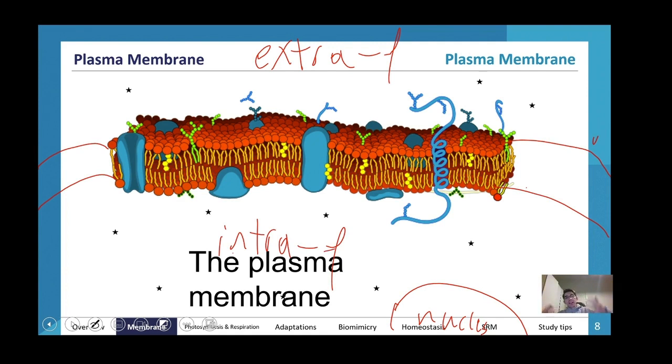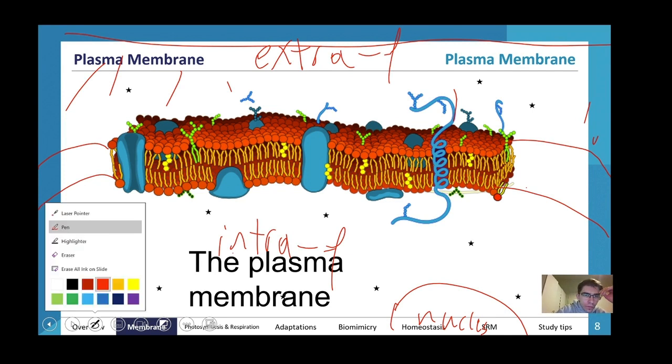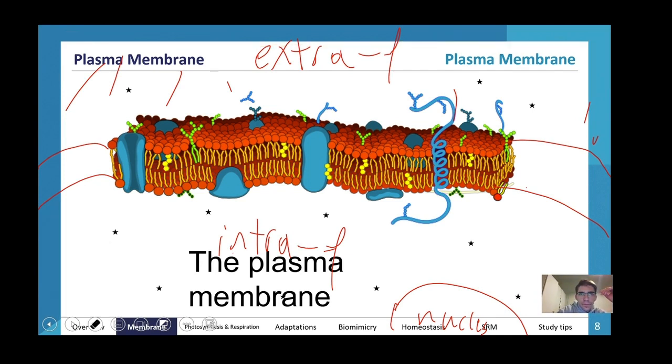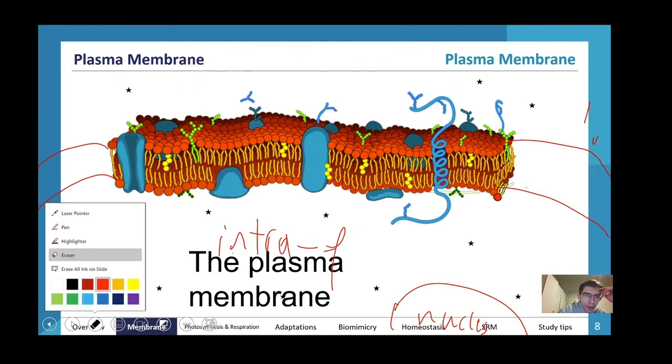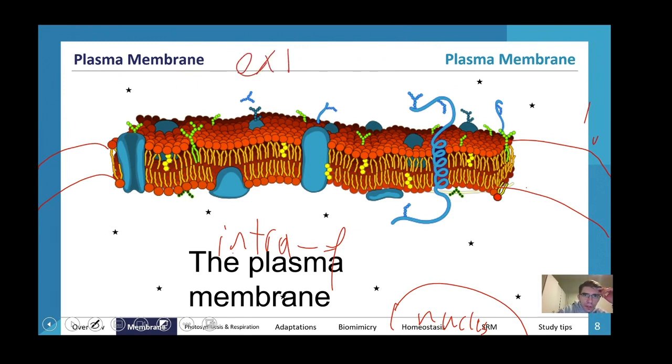The extracellular fluid is the fluid between one cell and another cell, right? It's in between. The extracellular fluid is the fluid outside of the cell. Now, bear with me because it takes a bit of time to explain this. The fluid is primarily made up of water.